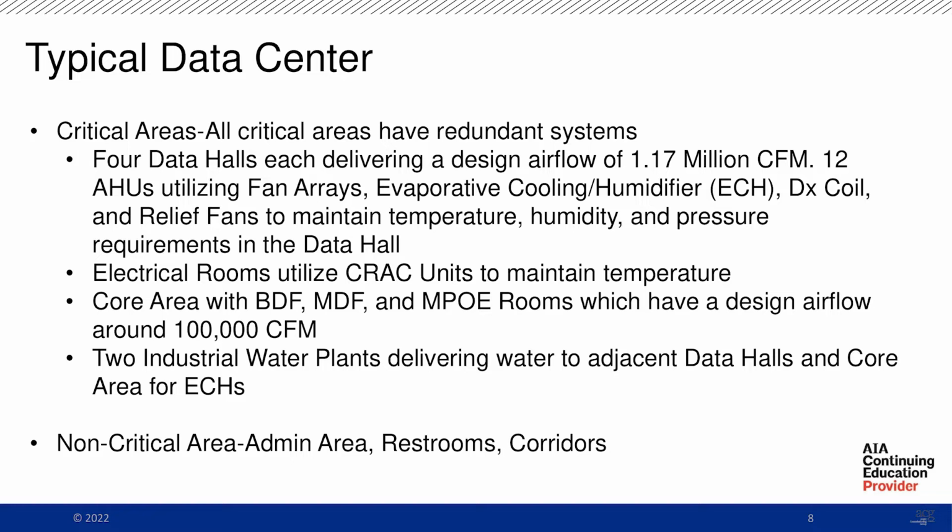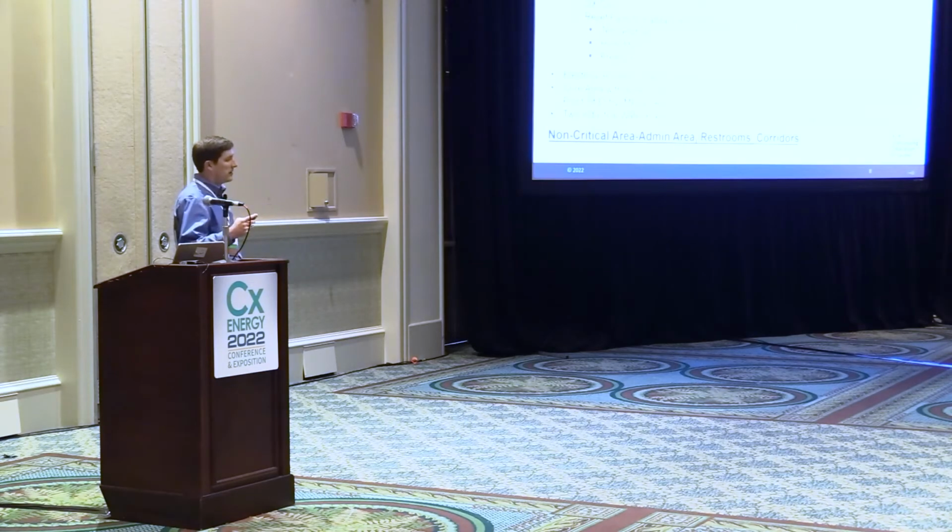And 2 industrial water plants delivering water to adjacent data halls and core area for the ECHs. Your non-critical rooms, admin, restrooms, corridors, they won't have redundant systems. These critical areas, they will have redundant systems. So while we're testing, I'll be covering during the build out and then also renovation.